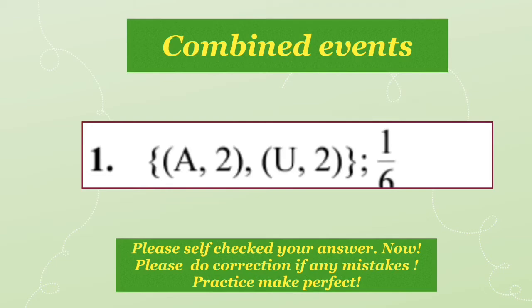So the answer for number 1 is, you have to write braces, comma, A, comma, 2 with a bracket, order pair. Okay, another pair is U2. Okay, we have 2 pairs. And total number of sample space is 12. So it's 2 over 12. Simplify, the answer will be 1 over 6.